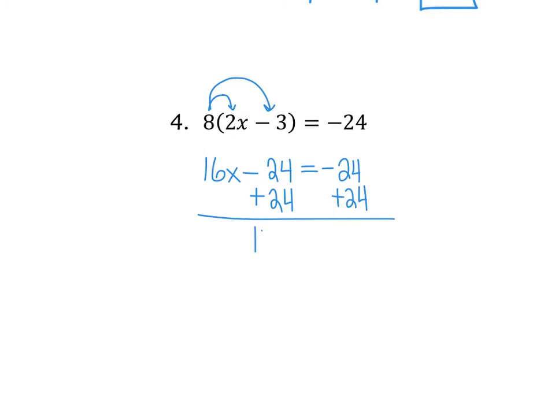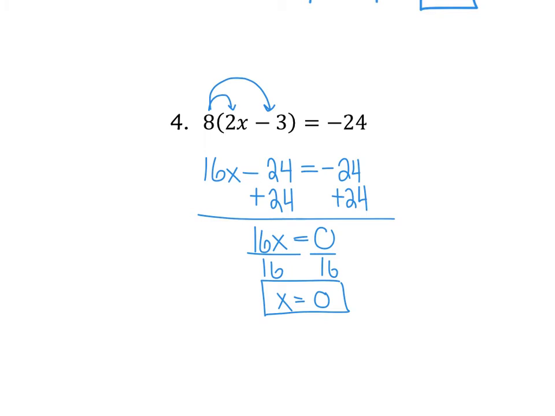and now I would have 16x equals 0, divided by 16. 0 divided by any number is equal to 0. 16 times 0 is what would get me that 0. Okay, and again, if you're not sure, plug it back in. You would have 8 times 2 times 0, which is 0, minus 3. So 8 times negative 3 is negative 24.